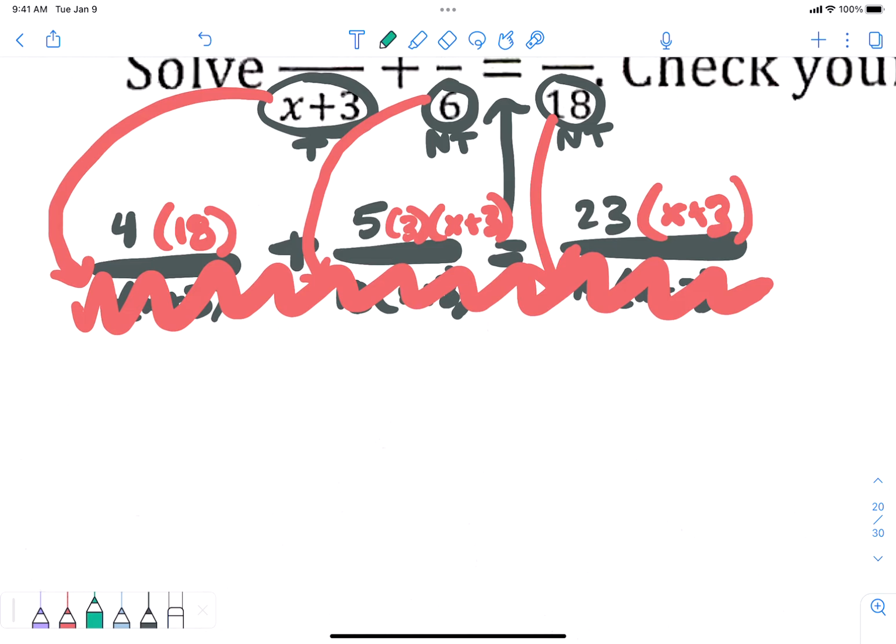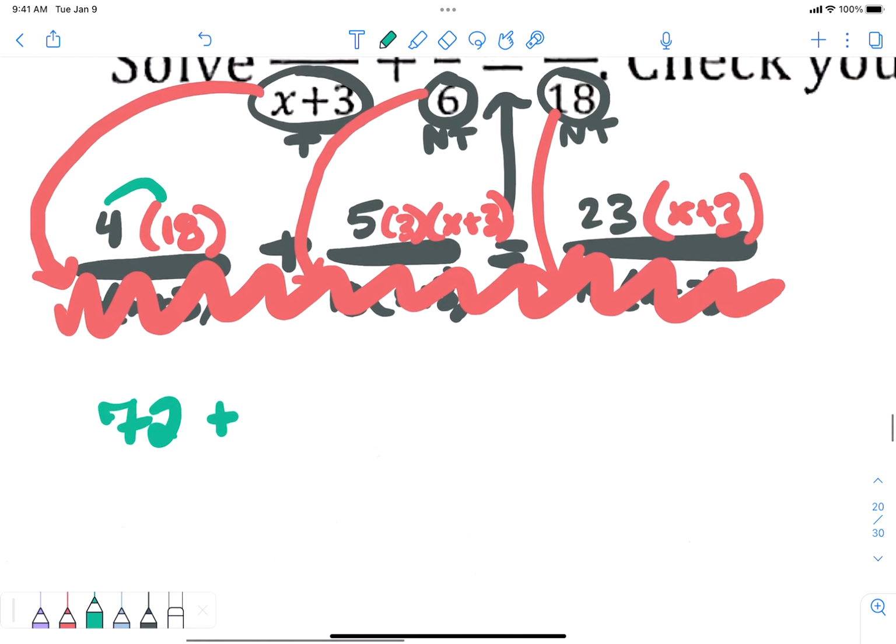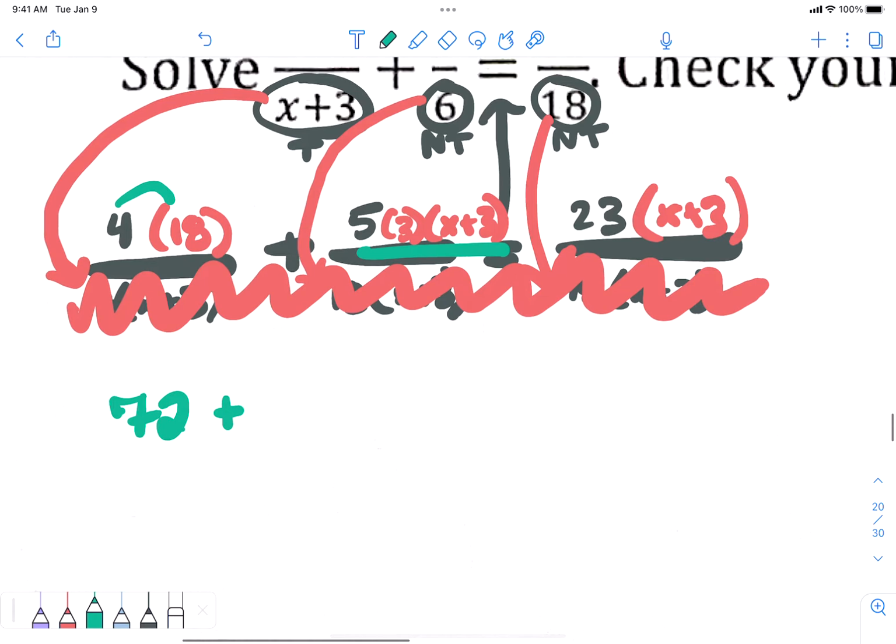So 4 and 18 we multiply, and that is, I don't know, 72. Check me. Yep. Plus. Okay, I'm going to do this. We have a lot of stuff going on here in this middle piece. What's 5 and 3? 15. Now distribute the 15 through.